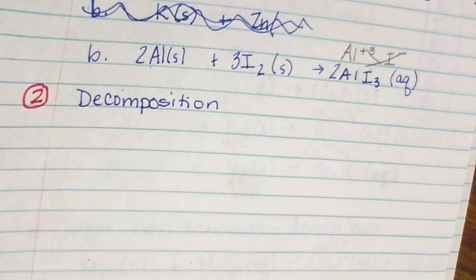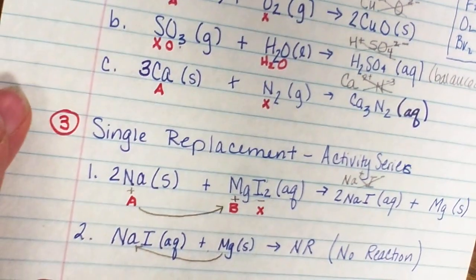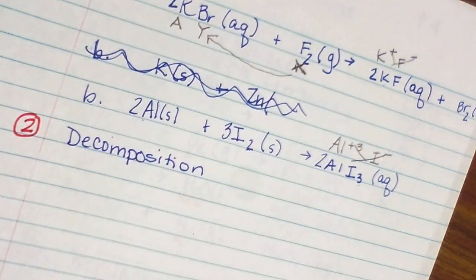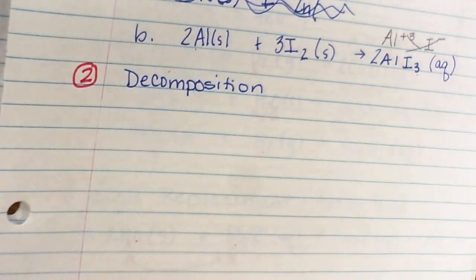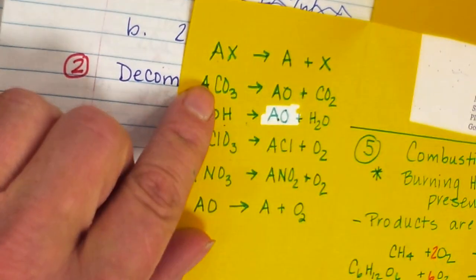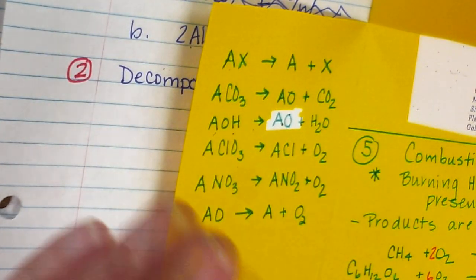Today we're going to do decomposition and double replacement. So we've already done synthesis, single replacement, and combustion. And they're numbered 1, 3, and 5 on your foldable. And so today we're going to do decomposition, which is number 2. I like decomposition the best because it's organized. So it tells you exactly what the answers are.